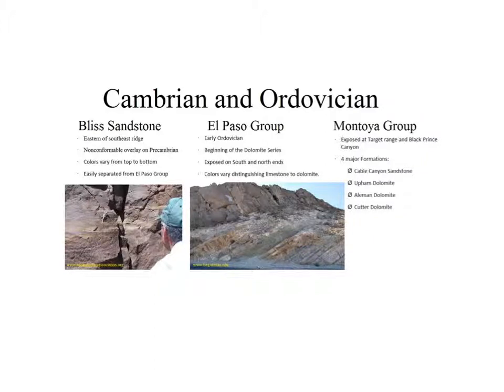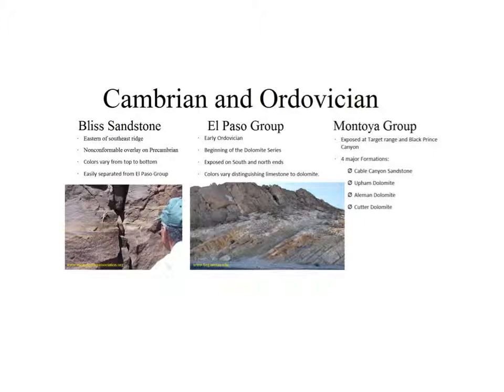Beginning with the Bliss Sandstone, which overlays the Precambrian nonconformably, it is located on the eastern side of the southeast ridge of the Oregon Mountains. The colors can vary from top to bottom, from dark to almost black, and the top being light gray to almost orange from weathering. Some traces of sandstone have led to the belief that there might have been some sea transgression over the peneplain over time.